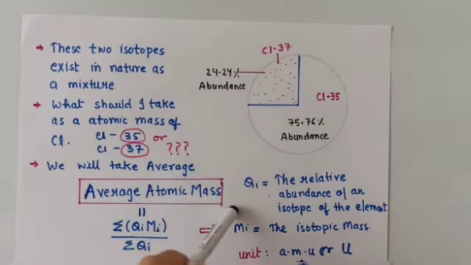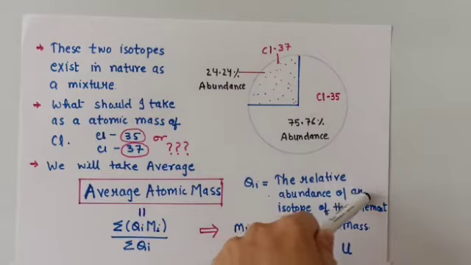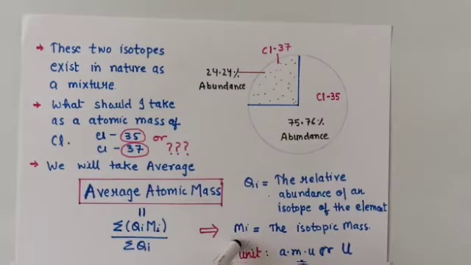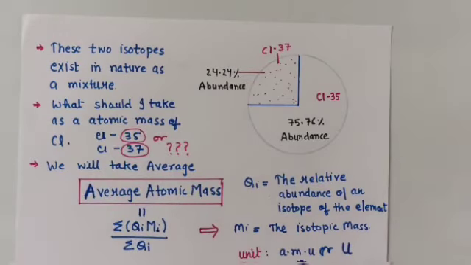The average atomic mass will be calculated by this formula: summation of Qi into Mi upon summation of Qi. What is Qi? Qi is the relative abundance of an isotope of the element. And what is Mi? Mi is the isotopic mass. And remember one thing, the unit of the average atomic mass will be AMU, or it is simply denoted by u.